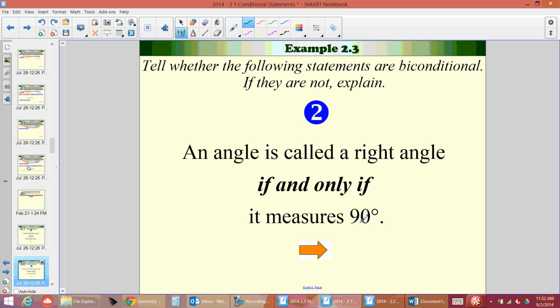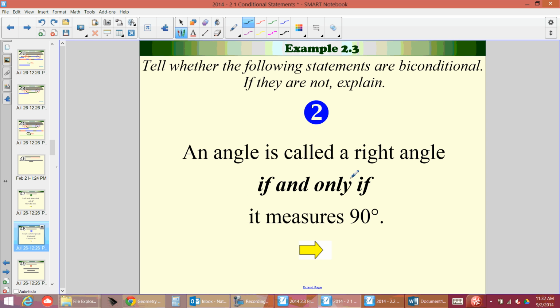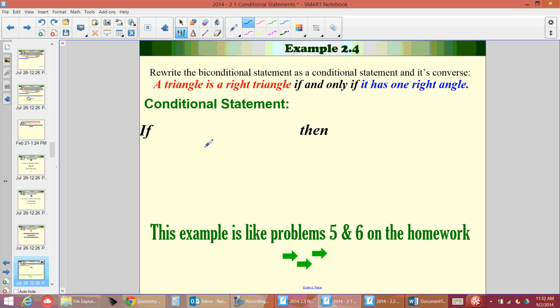Number 2, we're going to do number 2 together all the way throughout. An angle is called a right angle if and only if it measures 90 degrees. That's true. Let's work backwards. If an angle measures 90 degrees, then it's called a right angle. That is also true. So this is, in fact, a biconditional statement. Check mark. It works. Number 3, 2 segments are congruent if and only if they have the same length. If 2 segments have the same length, then they are congruent. This also works. They are both biconditional statements.